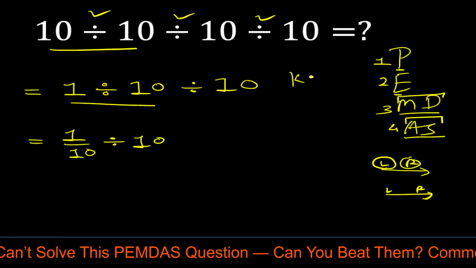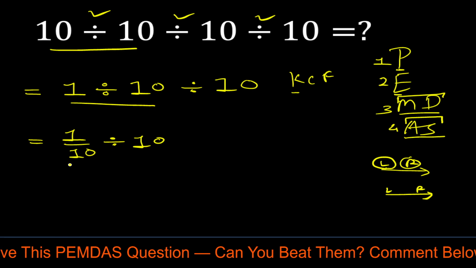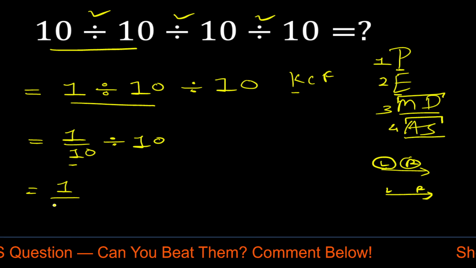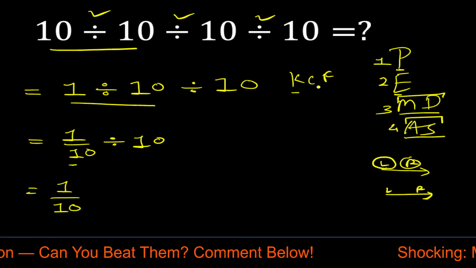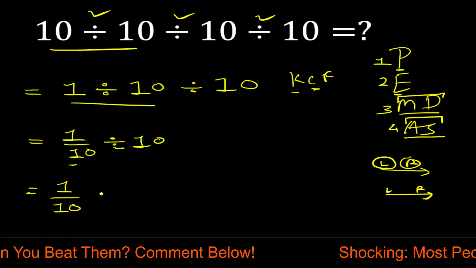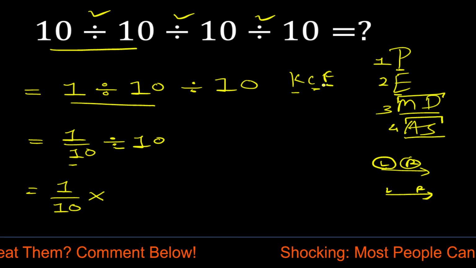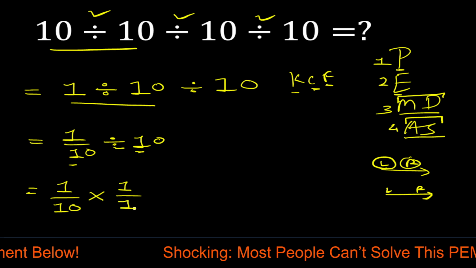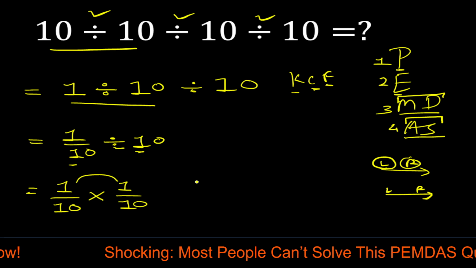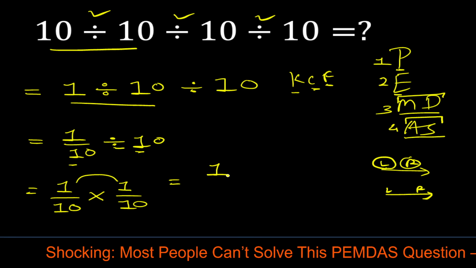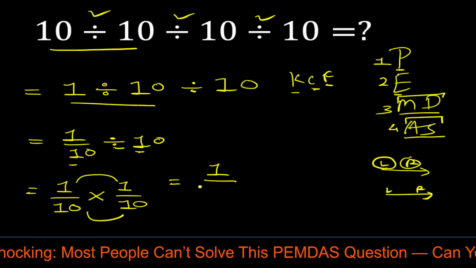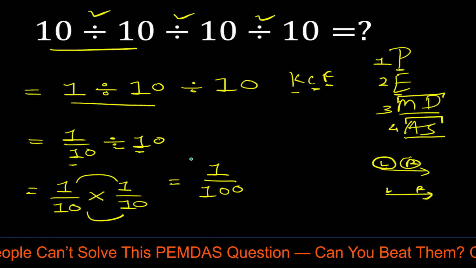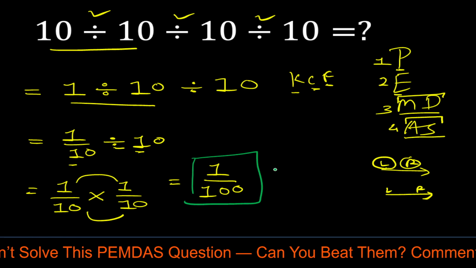Now according to KCF rule, K means keep this first fraction 1 upon 10 as it is same. Then C means change this sign from division to multiplication. Then F means flip this 10 is equal to 1 upon 10, right? Now 1 times 1, so 1 times 1 is equal to 1. And 10 times 10, so 10 times 10 is equal to 100, right? So the correct answer is 1 upon 100.